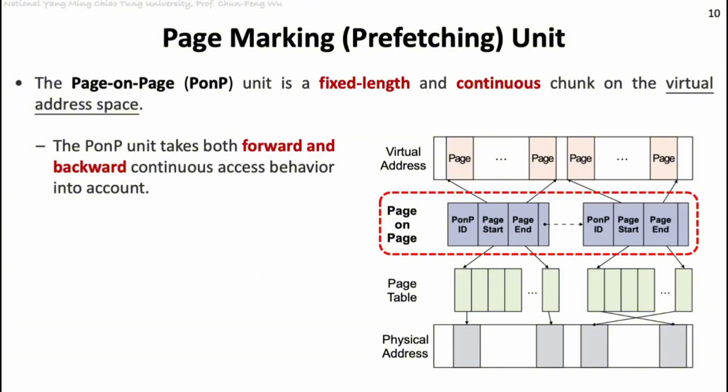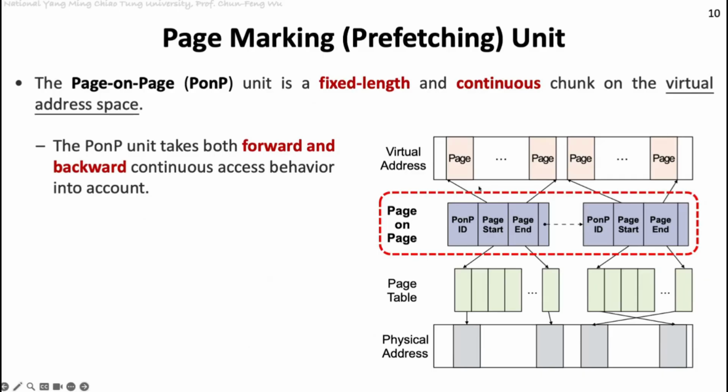You can think about patch on patch as a little bit like huge patch, but for huge patch, you need to define a specific size. For example, huge patch only supports 2 megabytes or 1 gigabyte because of the patch table design. And now we are going to design a new smaller unit called patch on patch unit. It is also fixed length, and it is continuous in the virtual address space.